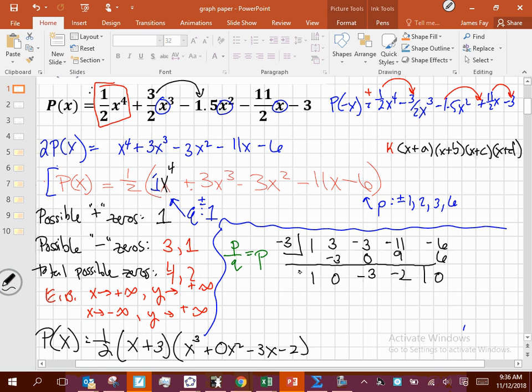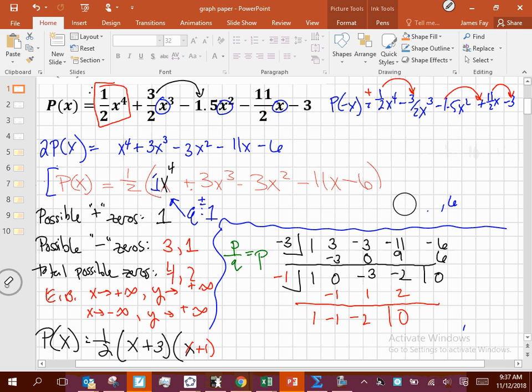I'm going to keep going. I'm going to try the, what was it, -1. I'll try -1. Bring down my 1, multiply, add, multiply, add, multiply, add, and I get a 0, right? Okay. So -1 is a 0, and x minus that, x minus -1 is also a 0. Okay. All right, everybody? Now, at that stage, you've got options.